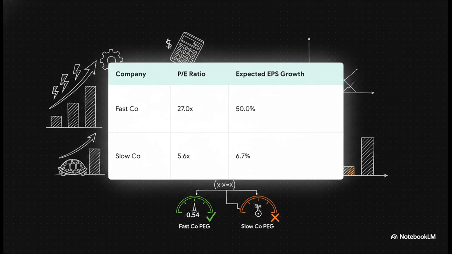Now, if you only look at the PE ratio, Slowco seems like a steal at just 5.6, while Fastco looks pretty expensive with a PE of 27. But now let's bring in the growth. Fastco is growing at a massive 50% a year, while Slowco is chugging along at 6.7%. The moment we calculate the PEG ratio, the whole story flips on its head. Fastco has a PEG of 0.54, while Slowco's is 0.84.